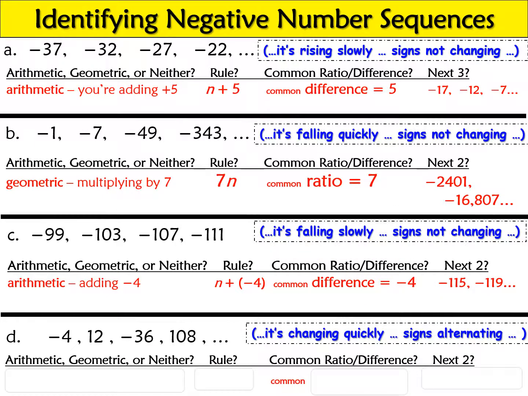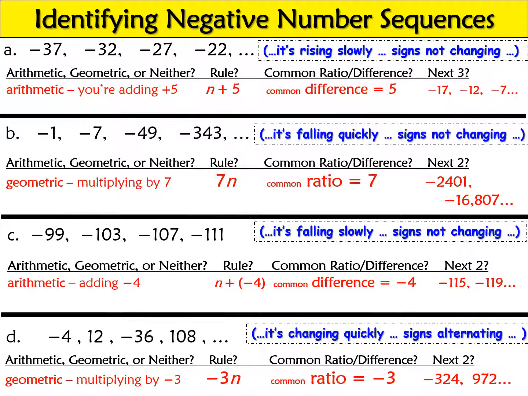So, because it's changing quickly, we suspect that it's geometric, and because the signs are alternating, we can be pretty sure that we're multiplying by a negative number. And in fact, we are multiplying by negative 3 to move forward. That means the rule is n times negative 3, or negative 3n. And that means our common ratio is negative 3. And that means the next two terms in the sequence will be negative 324 and 972.